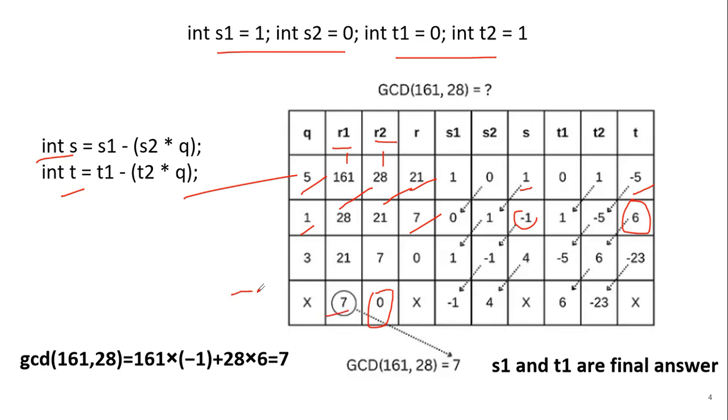At that time we stop here, and we see the updated values of the coefficients in the variables s1 and t1. So s1 and t1 are the final answer. With respect to s1, the value for the largest number, that is -1, will come, and with respect to t1, the value for the smaller number, that is 6, will come. So in this way we can solve the problem in tabular fashion also.